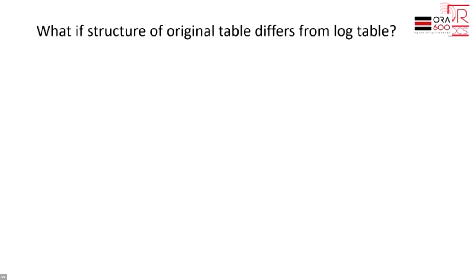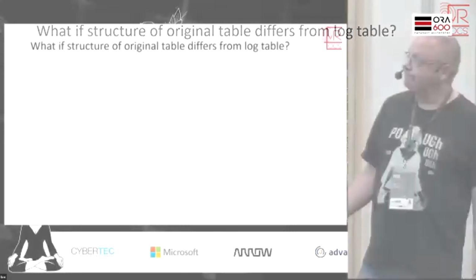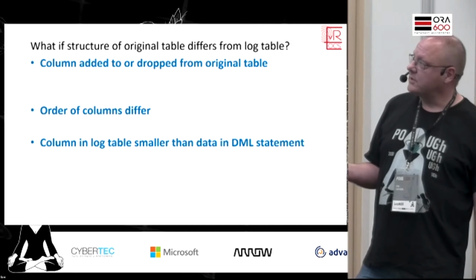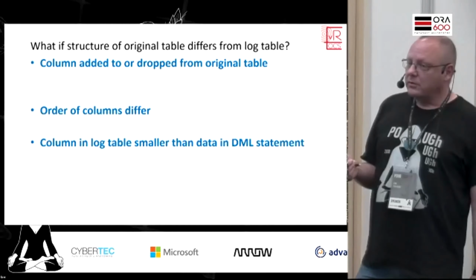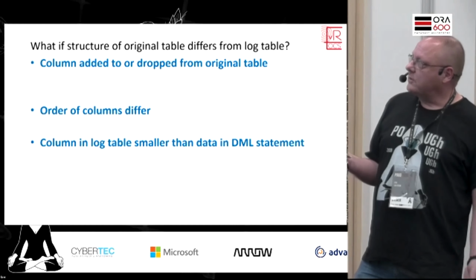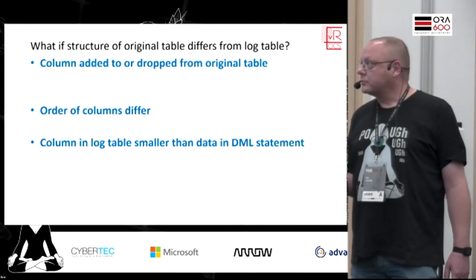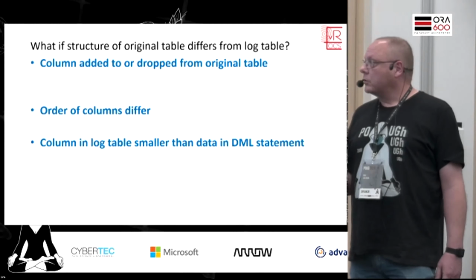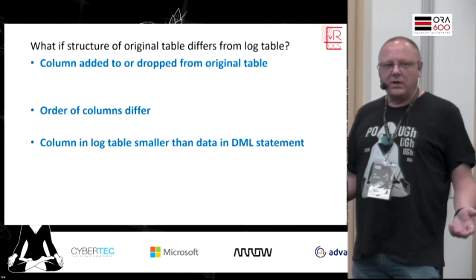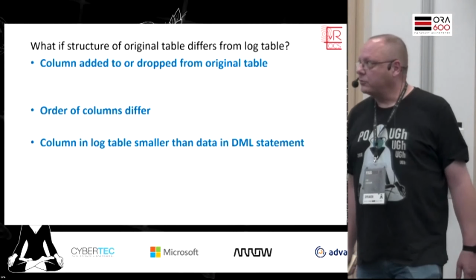What if the structure of the DML and the log tables differ? Well, these are basically the things that could happen. There are columns added or dropped. The order of the columns differs, or the columns in the log table are not big enough for the data that you're trying to insert or update.